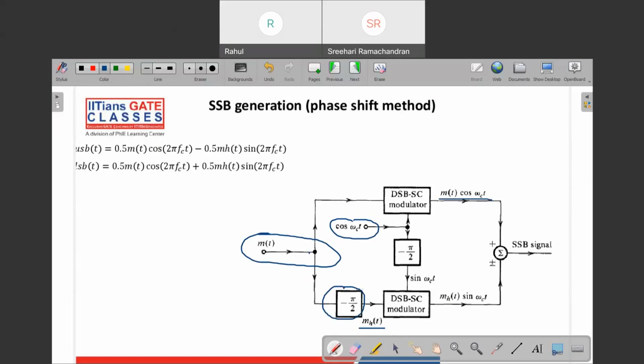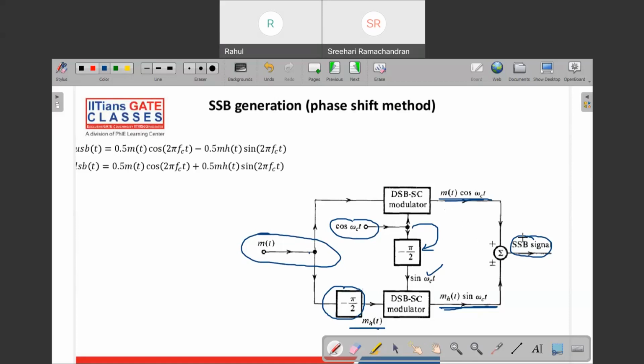Let's say you are getting m_h(t). And then you have this cos ωct. This also you pass through the Hilbert transform. You'll get sin ωct and multiply this too. So with this, you'll get m_h(t) sin ωct. When you add this m(t) cos ωct and m_h(t) sin ωct, whatever the signal that you get here, that is actually the SSB signal. This is how we generate the SSB signal.